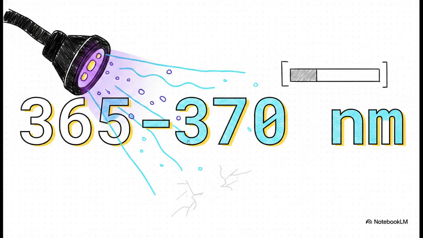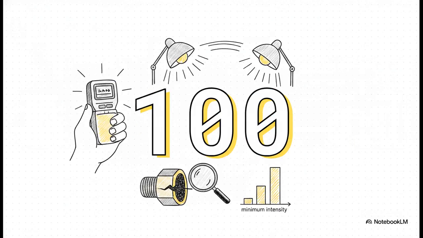Remember that super tight window? 365 to 370. But what if you're doing non-fluorescent or visible particle examinations? Your magic number here is 100. You need a minimum visible light intensity at the examination surface of 100 foot candles. This guarantees you have enough standard lighting to clearly see the contrast between your colored iron particles and the surface of the part you're testing.